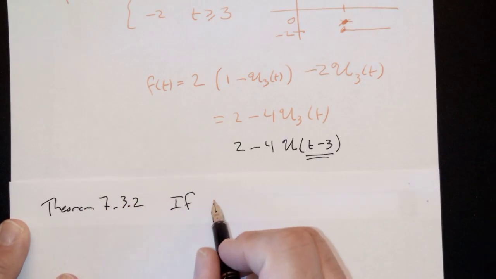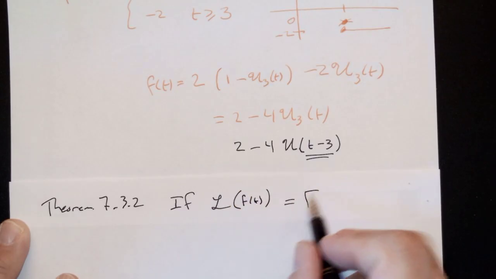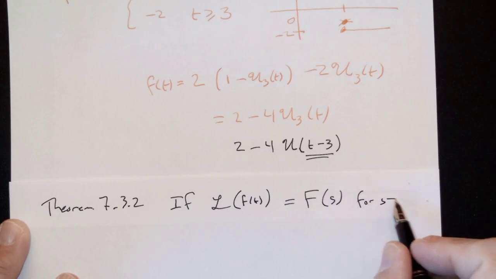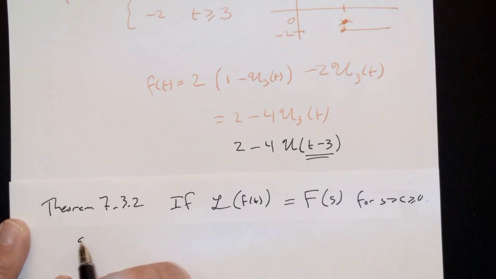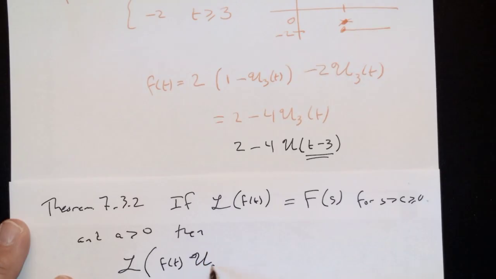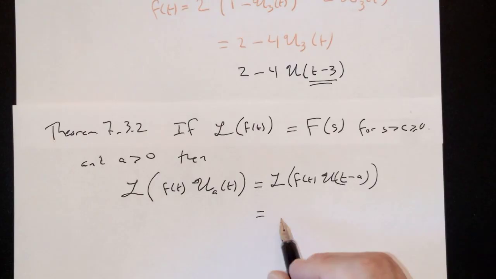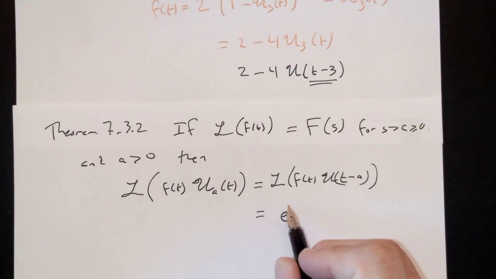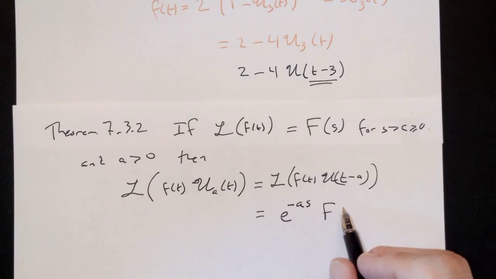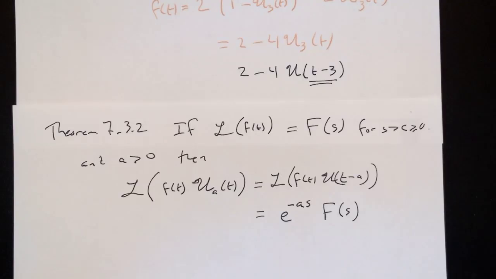Theorem 7.3.2: if the Laplace transform of f of t is capital F of s for s bigger than c bigger than or equal to 0, and a is bigger than 0, then the Laplace transform of f of t times u a of t, which is the same as the Laplace transform of f of t times u of t minus a, is e to the negative as F of s. Please put a big star next to that negative.